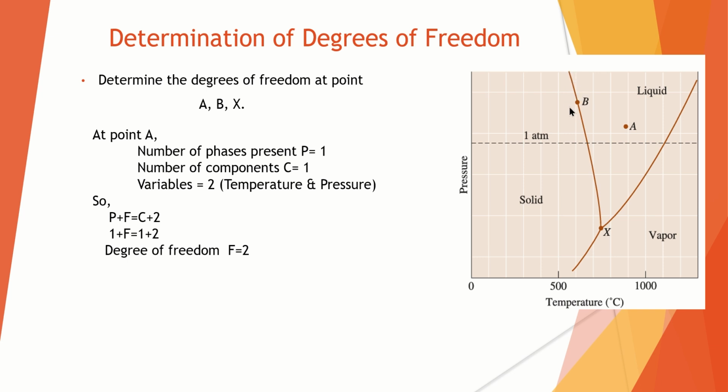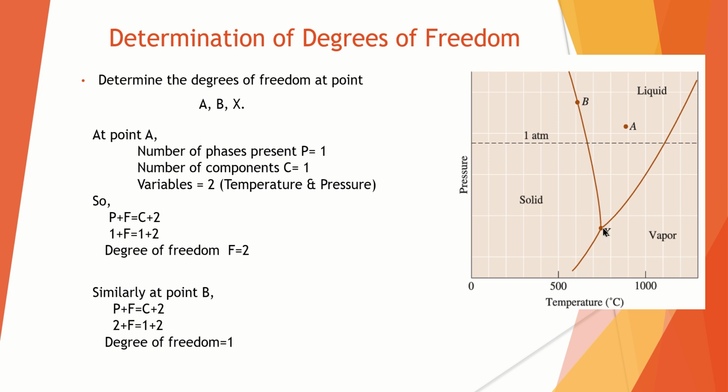For the next point, point B, you can see this line is separating the liquidus phase and the solidus phase. On this line, the liquid phase and the solid phase will be in equilibrium. So at point B, the number of phases present, P, is equal to 2. We have to determine the degrees of freedom. This is a unary phase diagram, so definitely C will be 1 and the two variables, pressure and temperature, give 2. After calculating, the degrees of freedom is equal to 1.